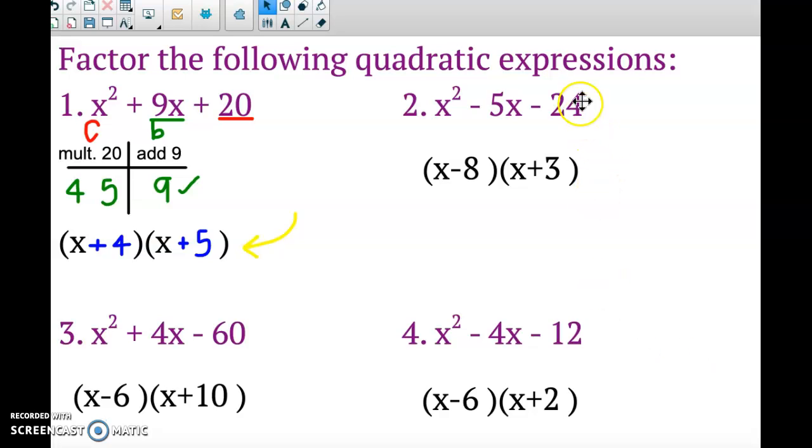Okay, right, so two numbers that multiply to c. So negative 8 times 3 gives me negative 24. Negative 8 plus 3 gives me negative 5. We're just checking. Negative 6 times 10 gives me negative 60. Negative 6 plus 10 gives me positive 4. Negative 6 times 2 gives me negative 12. Negative 6 plus 2 gives me negative 4.